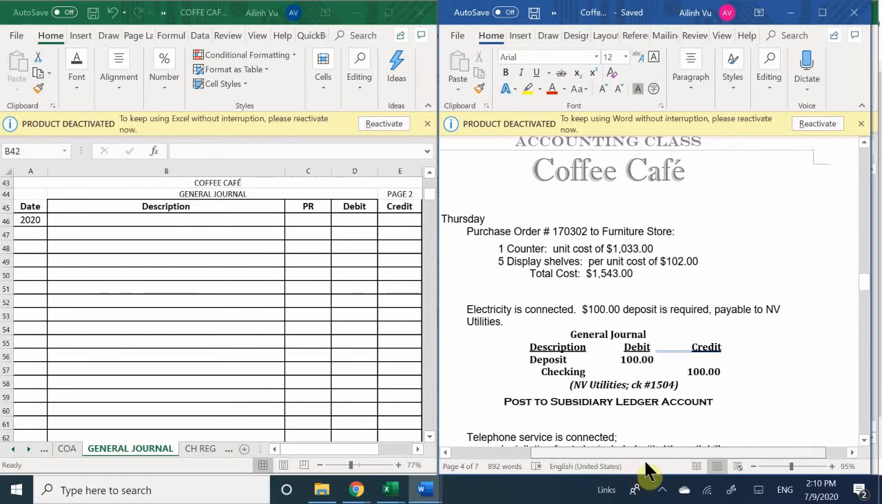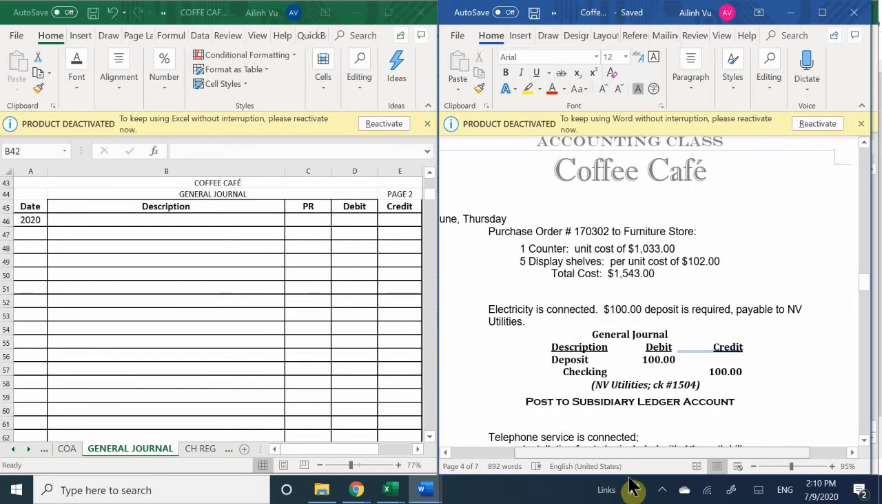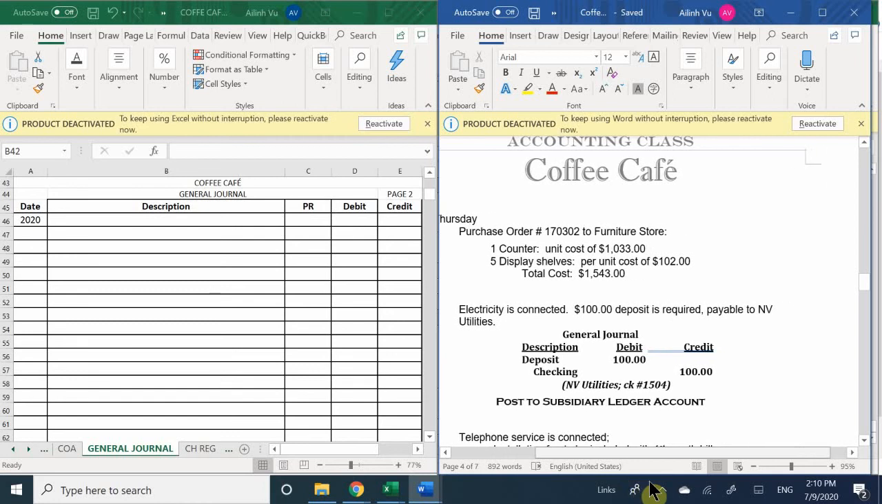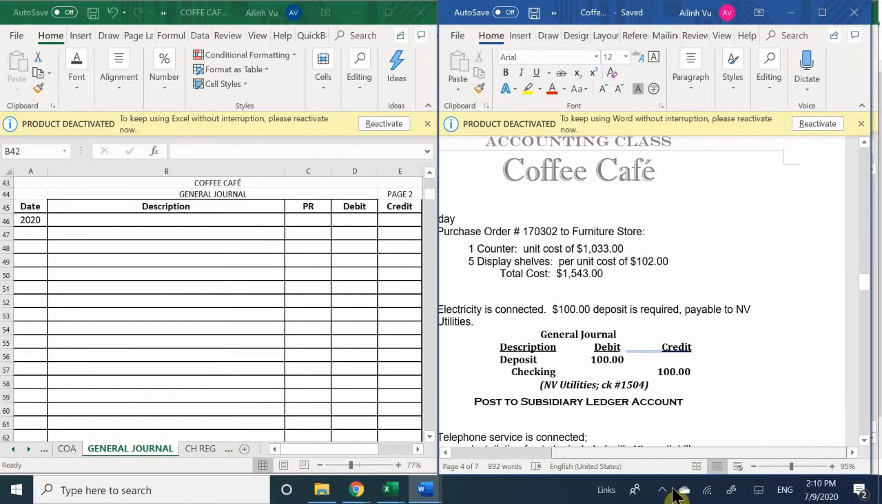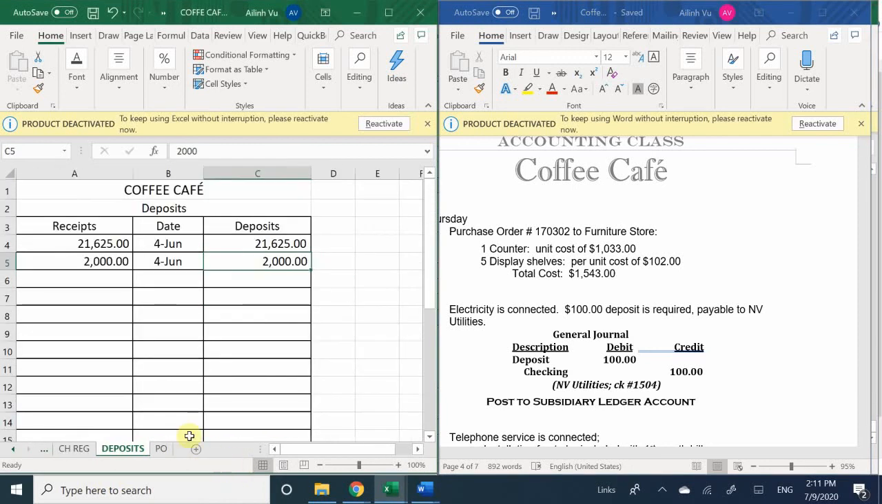So on June 6th, again, it's a Thursday. Another purchase order to the same place, the furniture store. Except this time we're going to buy a counter, and also display shelves. So I guess we submitted an order and we're like, oh shoot, we have another one. I forgot to record it, or we need this and this and this. So let's go ahead and record that in our purchase orders, 6 June.